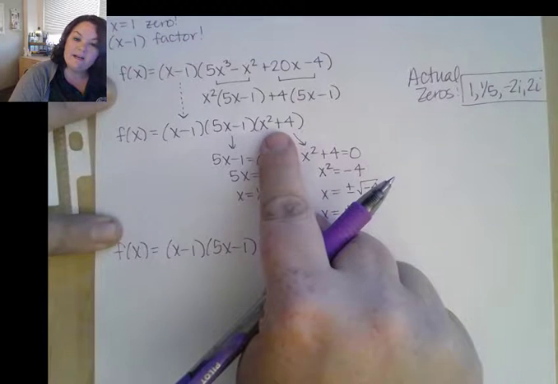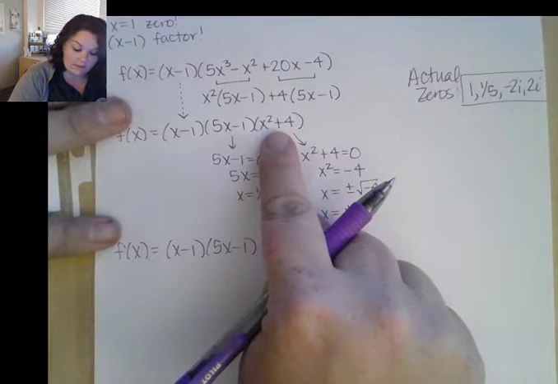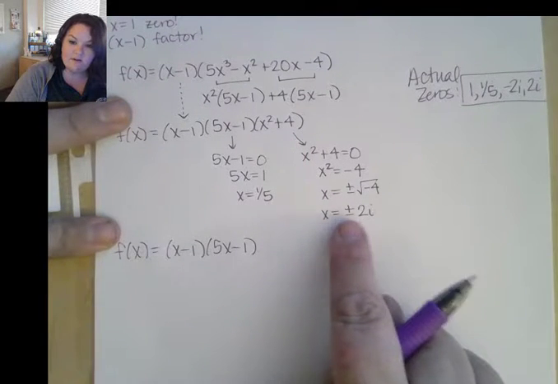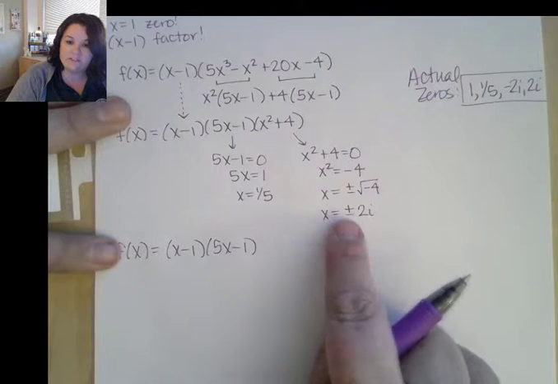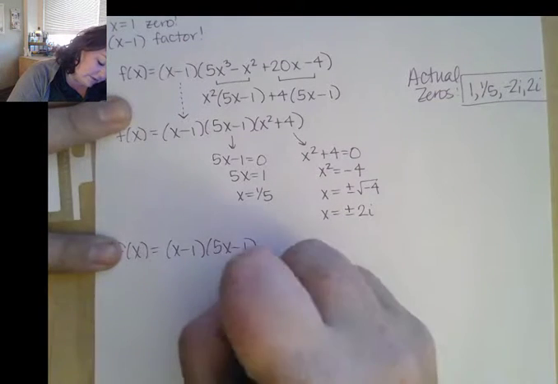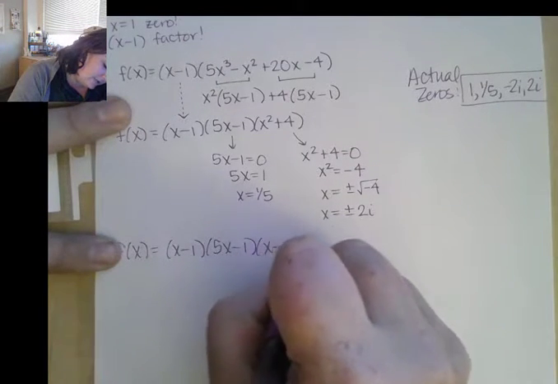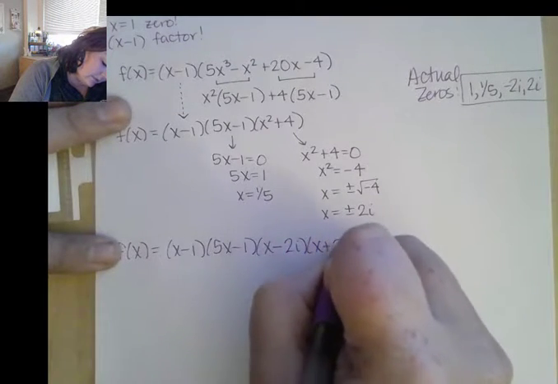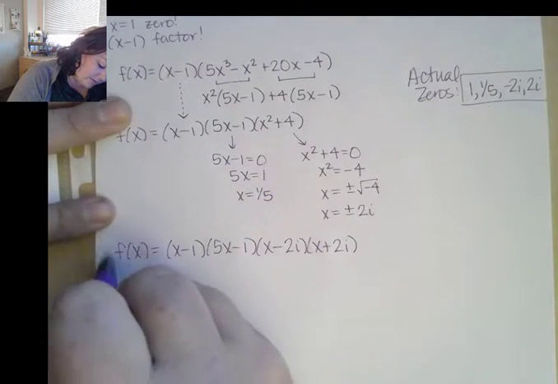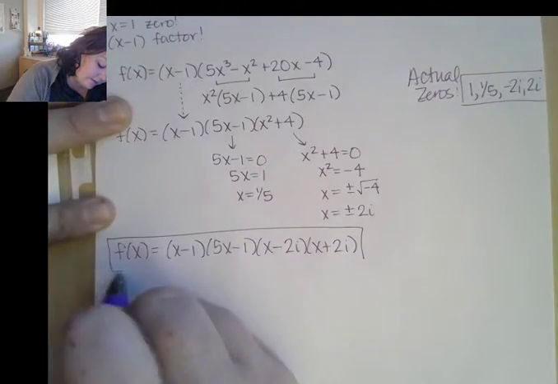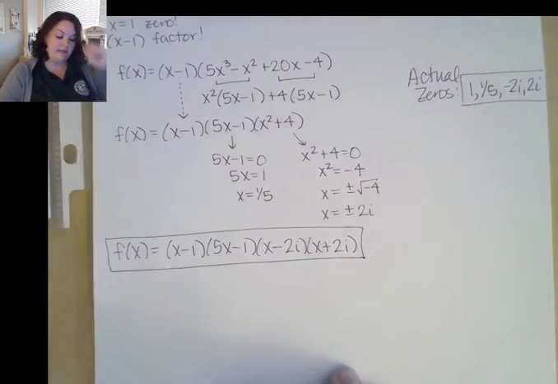And then instead of writing x squared plus 4, because we got 2 solutions out of it, we can make 2 factors out of each solution. So this is going to give me x minus 2i and x plus 2i as my remaining factors. So we're going to go ahead and leave it just like that.